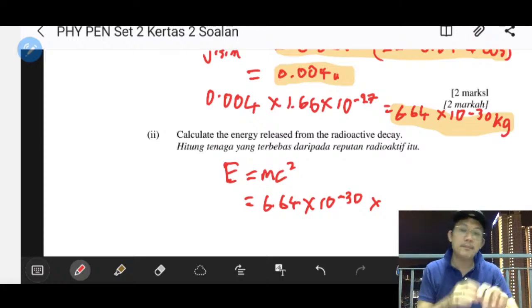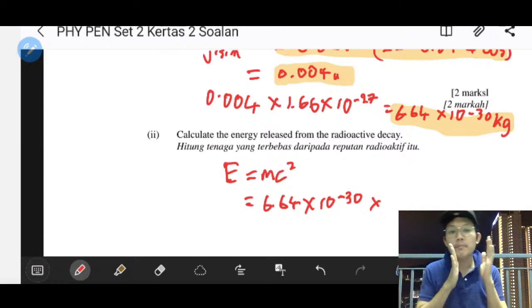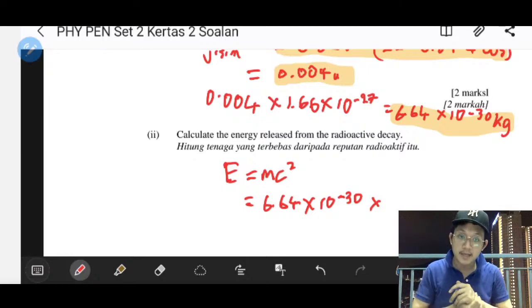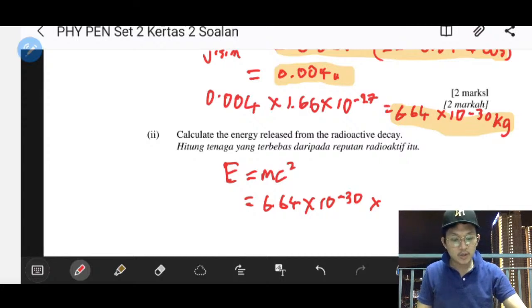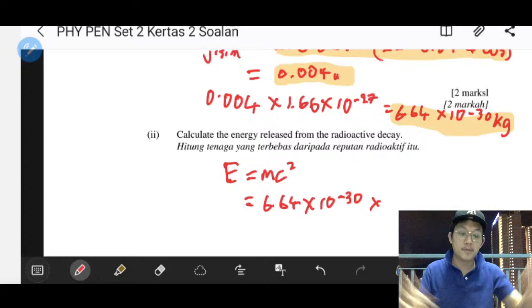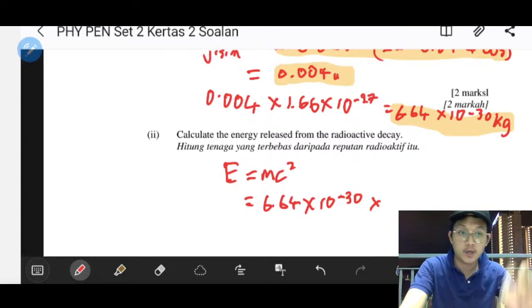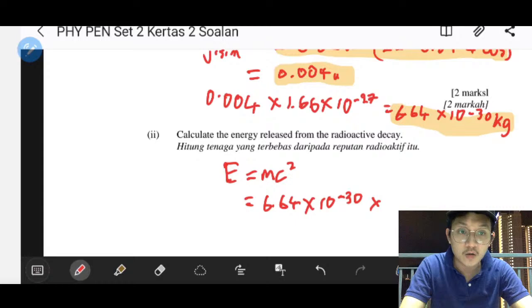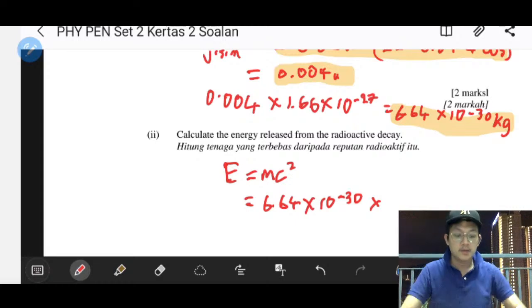Ada. Nilai dia ada di belakang sekali. You can check out your PDF file, dia ada di belakang sekali. Laju cahaya 3 times 10 to the power of 8. Okay? Jangan lupa square. Okay, make sure you type this into your calculator very carefully. Do not get any mistakes in your calculation. Alright?